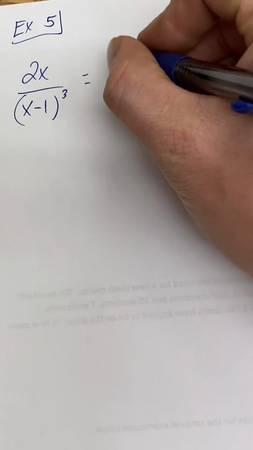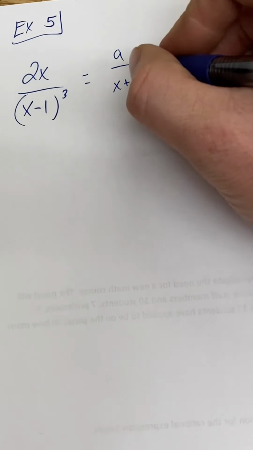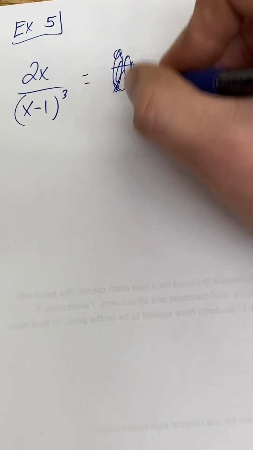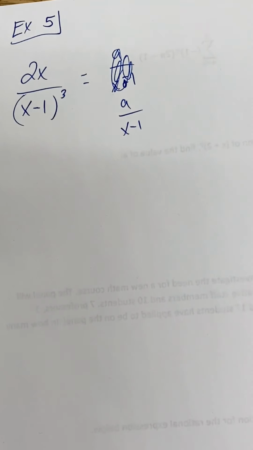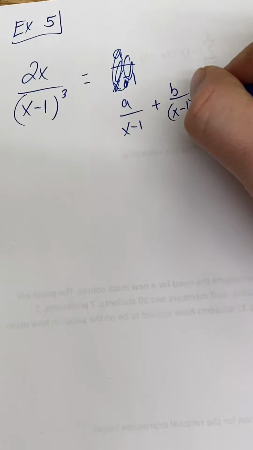Right at the beginning, it might not make a lot of sense, but it's possible that I have, I don't know why I just put x plus 1, it should be x minus 1 right there. I'm just going to scratch that and move it down here. It's possible I have a term that's x minus 1, and it's also possible I have another term that's x minus 1 squared.